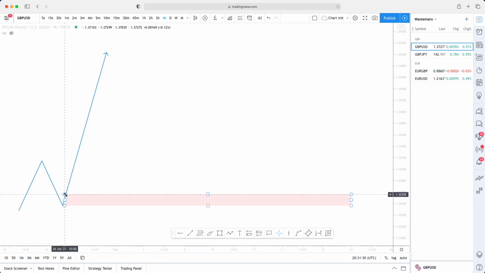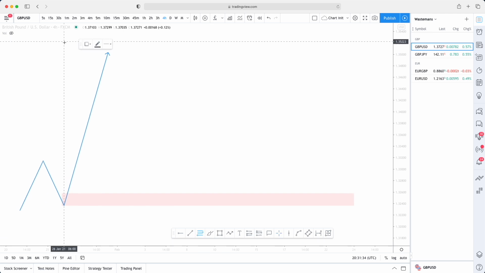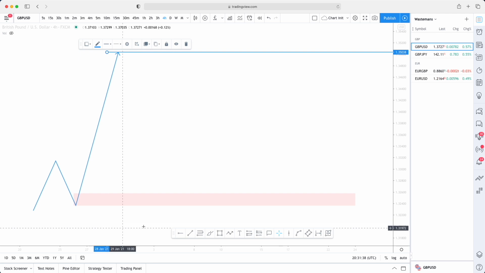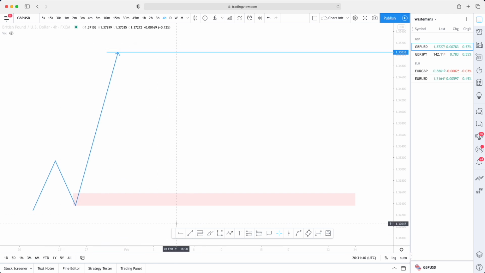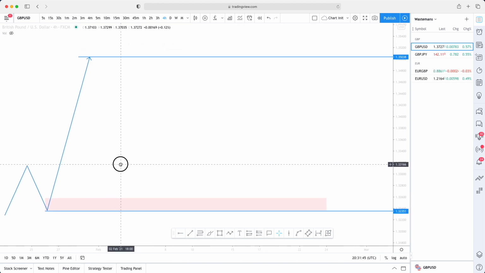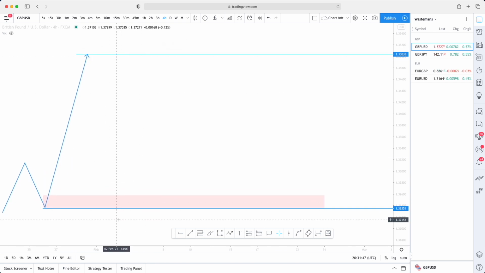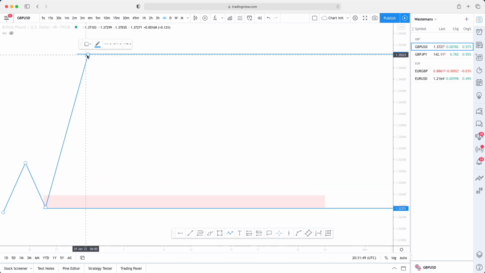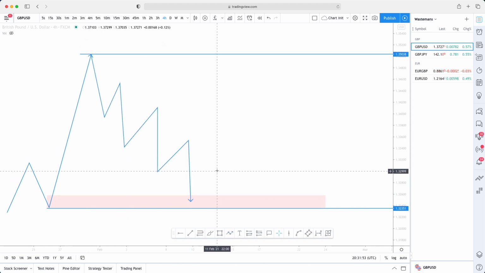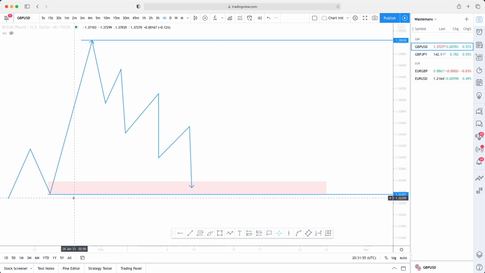But we know that we want to buy somewhere here. In terms of the range, we know that we form the range from here to here. Okay, so that's the range that we want. That's our buying range. So now price starts to make its way down.